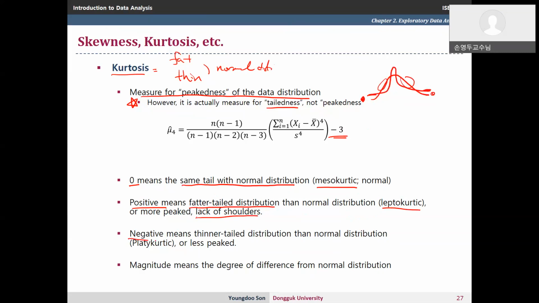Negative kurtosis means a thinner tail than the normal distribution, and it is less peaked, however with more shoulders, like this. These are platykurtic distributions. And the magnitude of the kurtosis value means the degree of difference from the normal distribution, like that in the skewness.